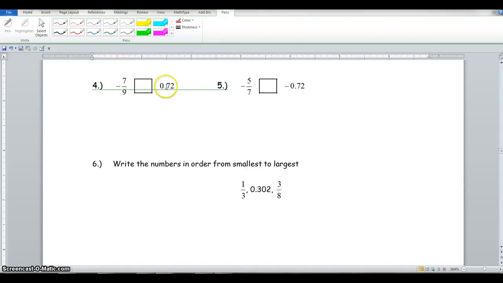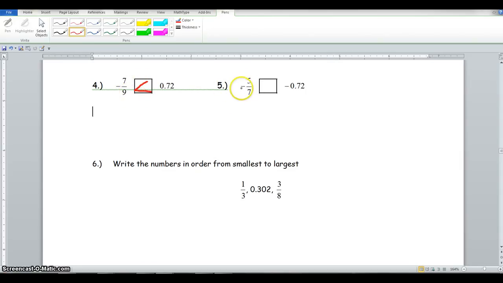Now we have a negative fraction and a positive decimal. Whenever you compare negative and positive, positive is always greater than negative. So the 0.72 is greater than the negative 7/9.